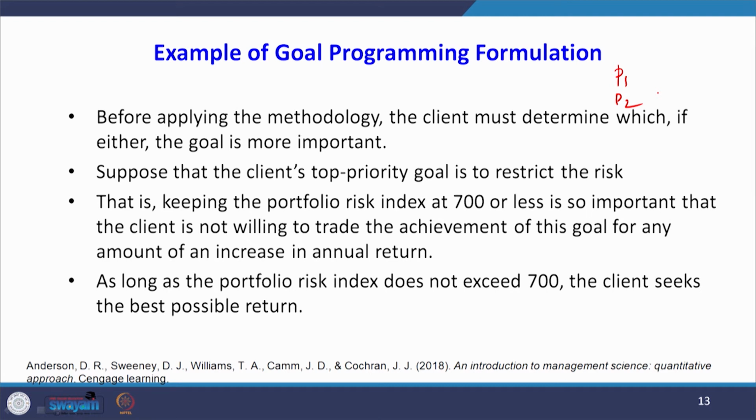Suppose that the client's top priority goal is to restrict the risk. He says P1 is his first priority, that is keeping the portfolio risk index at 700 or less. This is so important that the client is not willing to trade the achievement of this goal for any amount of increase in annual return. As long as the portfolio risk index does not exceed 700, the client seeks the best possible return.